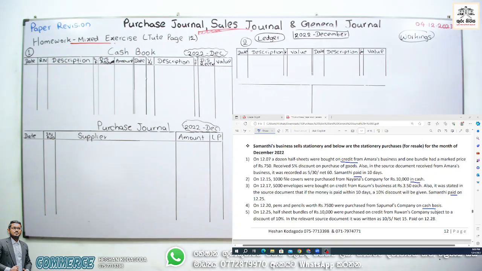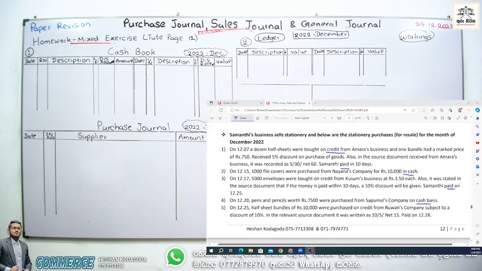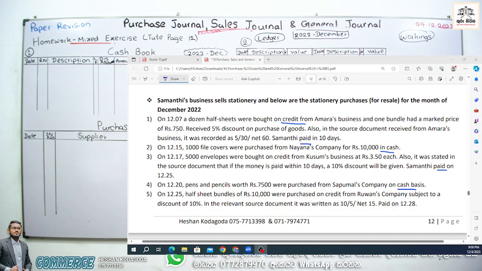December 17th, right? Paid on December 17th. First we make the date order. Is it clear to you guys? Right? If Samanthi paid after 10 days, which means December 17. Right. Now first we need to see whether Samanthi also gets a cash discount.